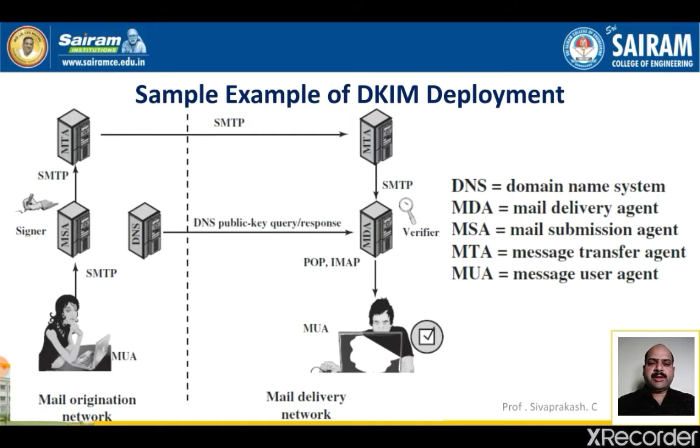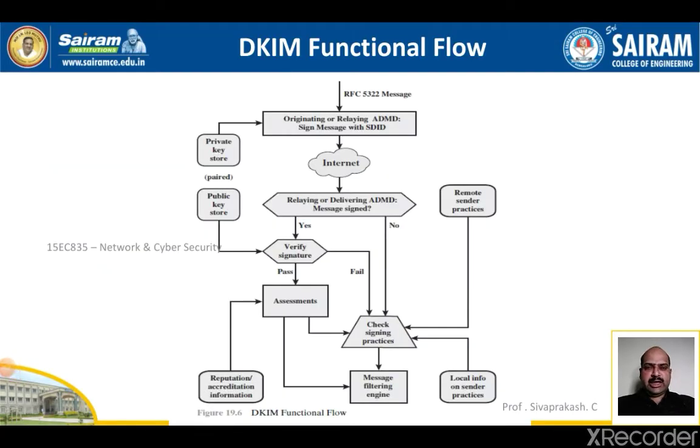So let's see how the things are presented. This diagram example consists of a DNS and mail delivery agent, a submission agent, a transfer agent, and a user agent. With the help of this, the client can send a mail from one end to another. This is the way DKIM is deployed in this sequence. Let's discuss in detail the DKIM functional flow.